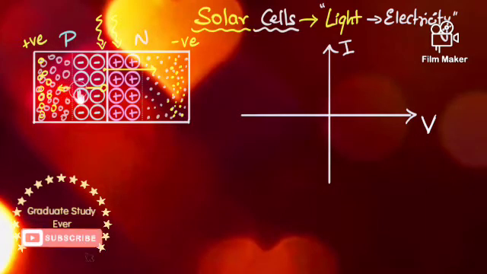Eventually, there'll come a point where so many holes are accumulated over here that when this hole tries to go over here, it gets repelled completely and comes back. Similarly, when this electron tries to go over there, it gets repelled and turns back. And as a result, these electron holes will come back to the depletion region. They will destroy each other.